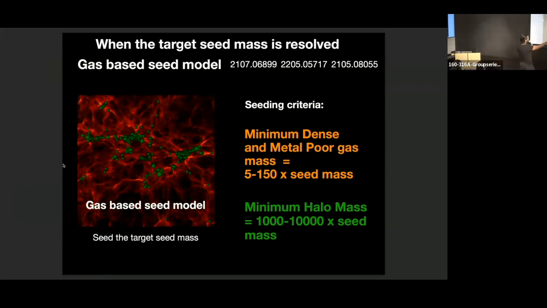And then we also have a minimum halo mass criterion of between 1,000 and 10,000 times the seed mass, which ensures that the seeds are forming in halos with deep enough gravitational potentials. And we also explore some additional Lyman-Werner flux criteria and gas spin criteria for direct collapse black holes, which I'm going to skip in the interest of time.